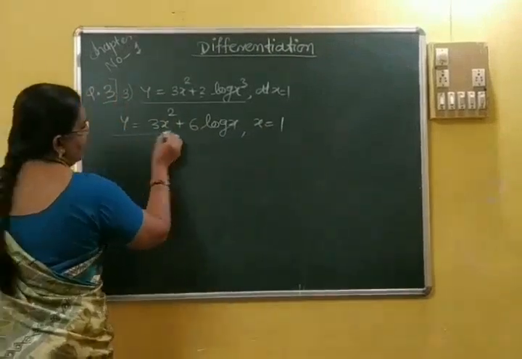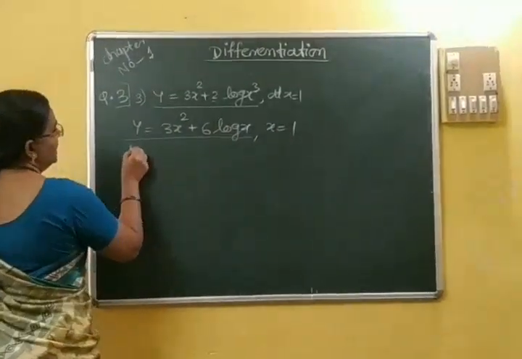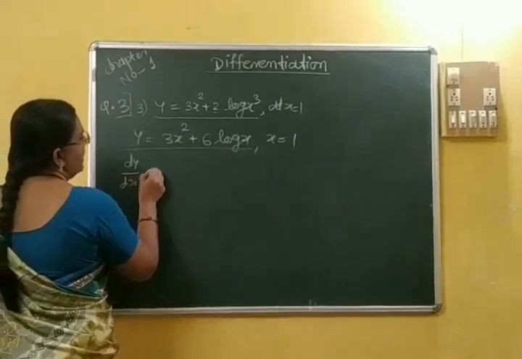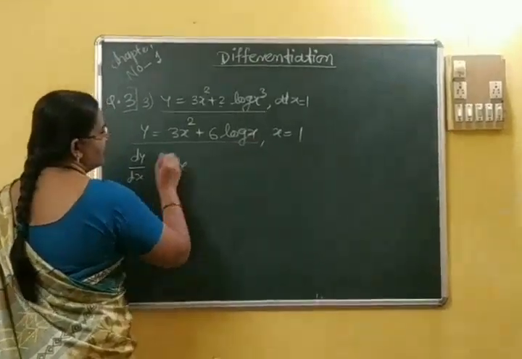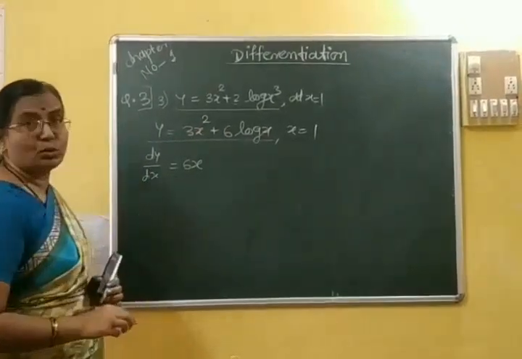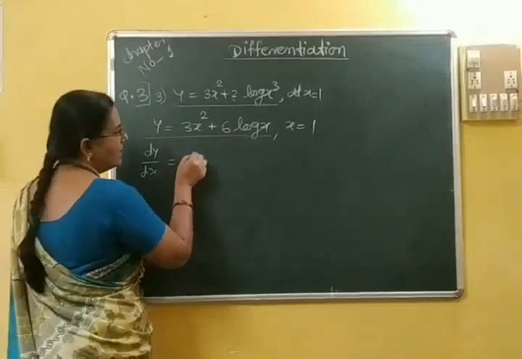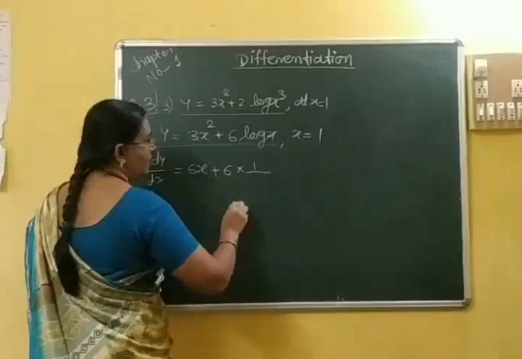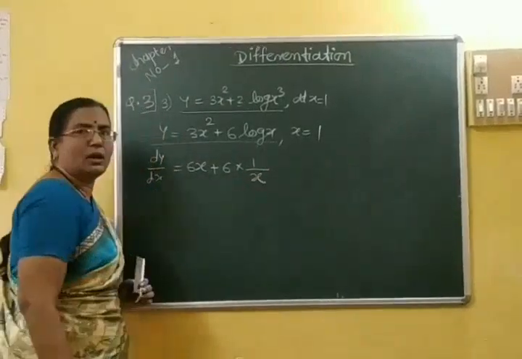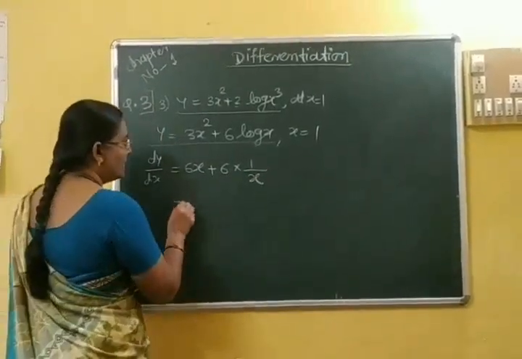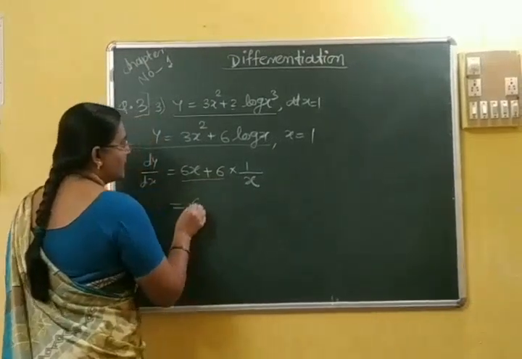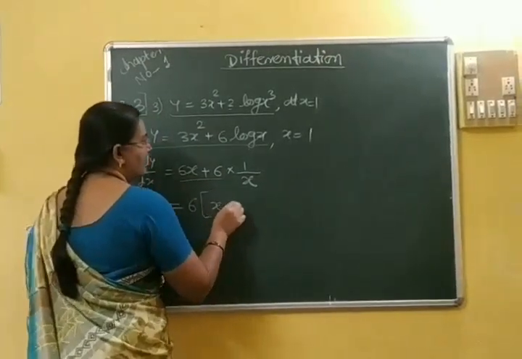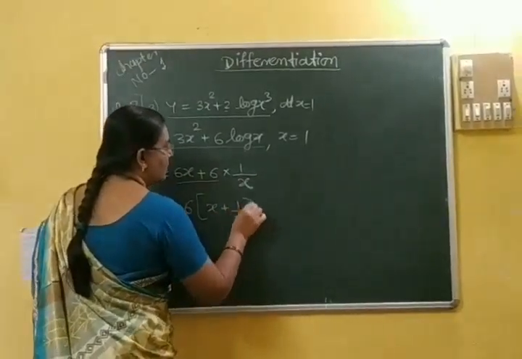Then let us take the derivative of this function. dy by dx is equal to 6x, because 2 into 3 becomes 3 into x, plus 6 into the derivative of log of x, which becomes 1 upon x. That is equal to, it can be written as, 6 common from this becomes x into x plus 1 upon x.